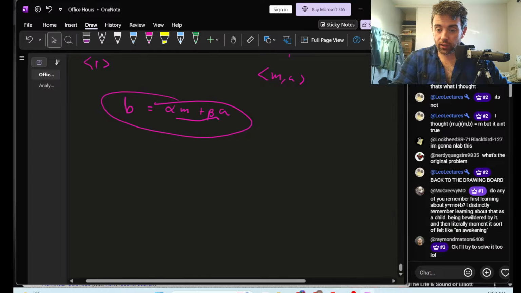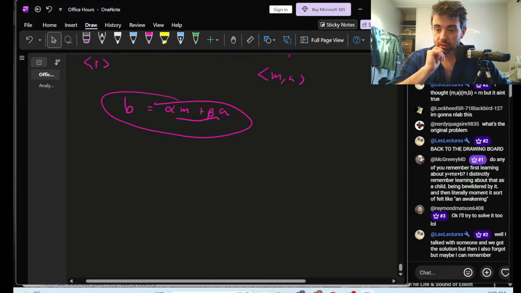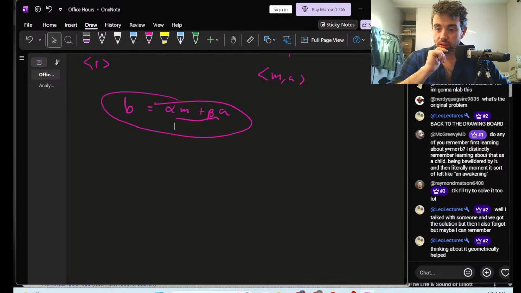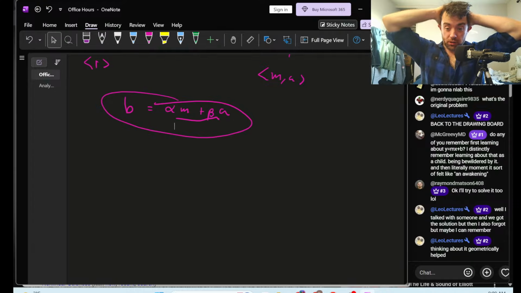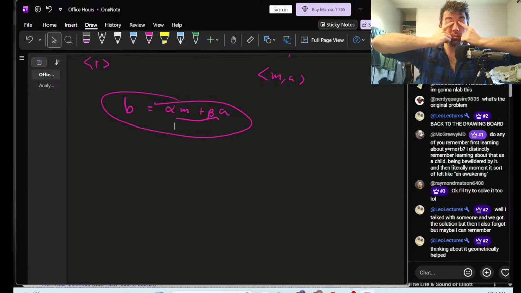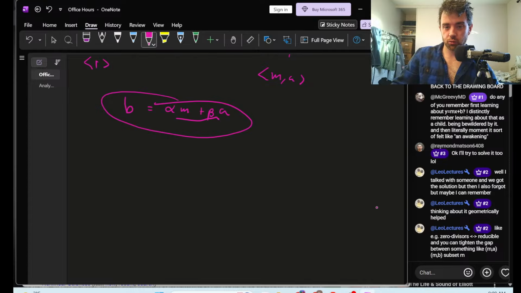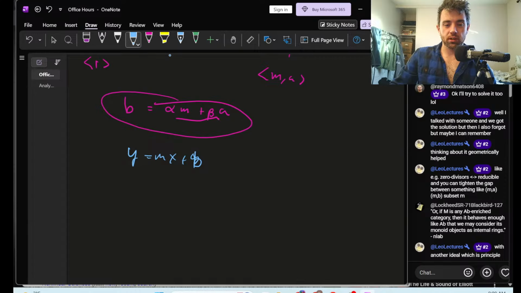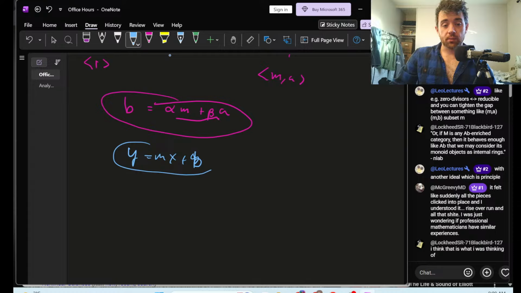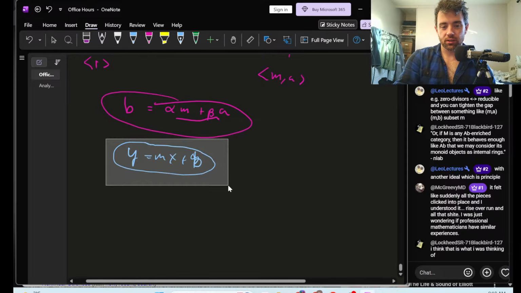Do any of you remember first learning about y equals mx plus b? You distinctly remember learning about that as a child, being bewildered by it, and then it sort of felt like an awakening. I remember I was a theater kid in high school, but I didn't have very large parts. So I was backstage a lot of the time in the wings, waiting for my part. And so I would be working on math. Of course, I was failing high school calculus at the time, but in my free time, I was trying to learn special relativity, and I was trying to generalize y equals mx plus b to higher dimensions. But I failed miserably. But I filled notebooks and notebooks trying to come up with my own way to generalize it.